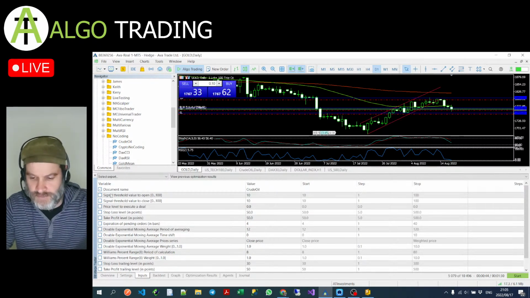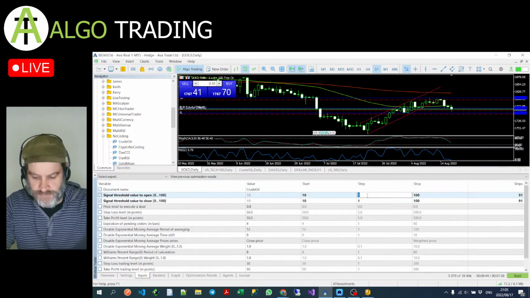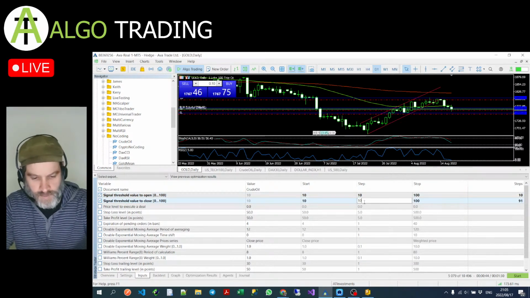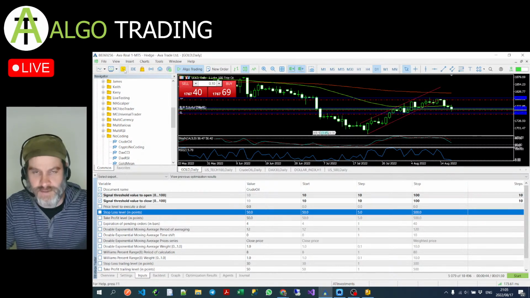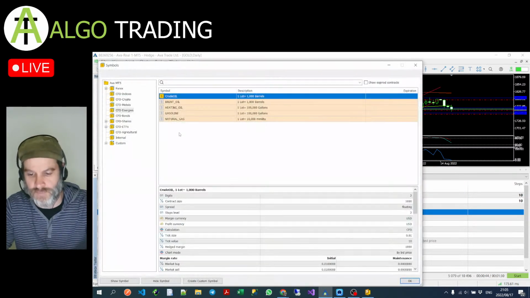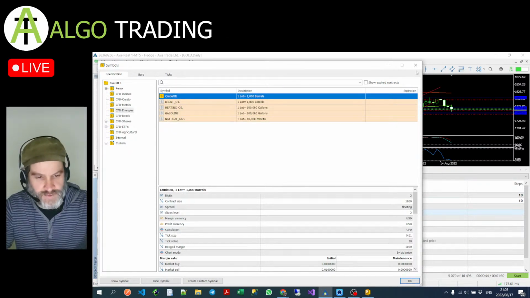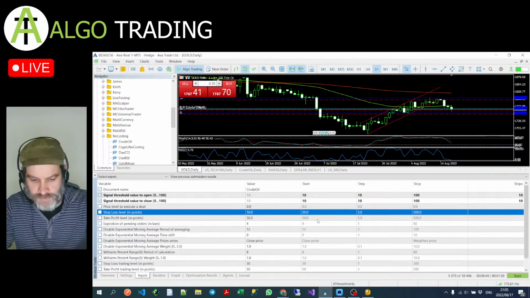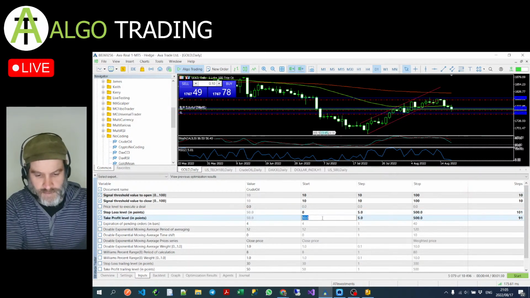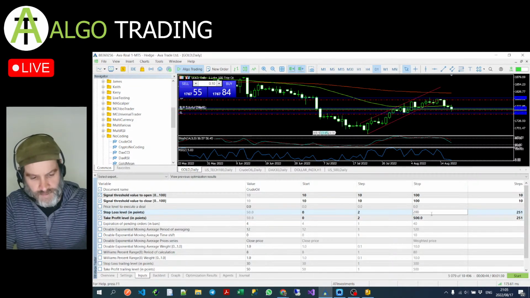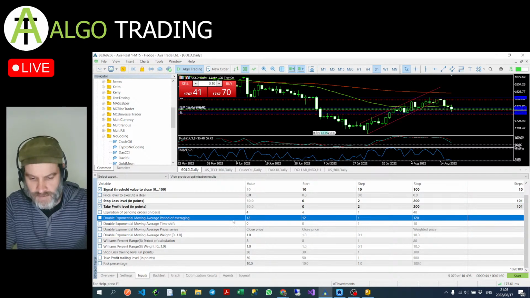So signal threshold, we're going to go in steps of 10. We'll ignore that. Now we need to see what the stop level is for crude oil. The crude oil stop level is 2. So we start at 0, click both of these, we start at 0, 0, we go up 2, 2, and let's go to about 200. 200, that should be fine. That we leave as expiration of pending orders, we'll leave that.